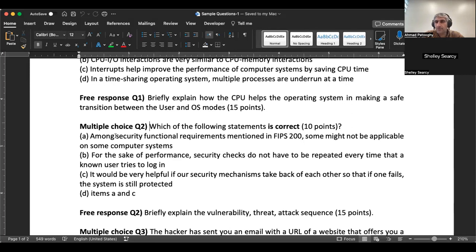Or again, authentication, or for example, access control. If you have a computer with only a single user, access control here may not make a very good sense. So this item seems to be correct.